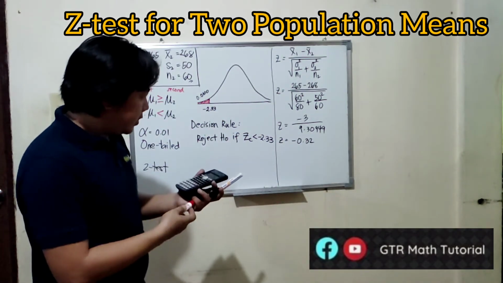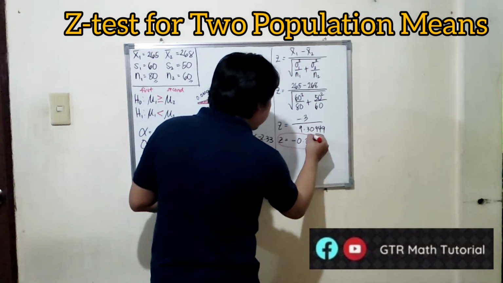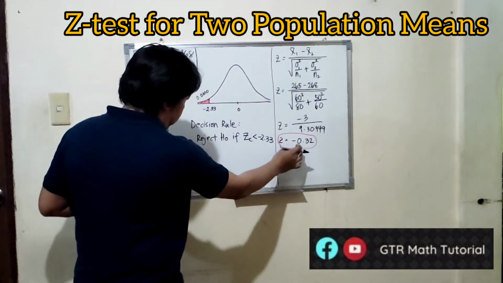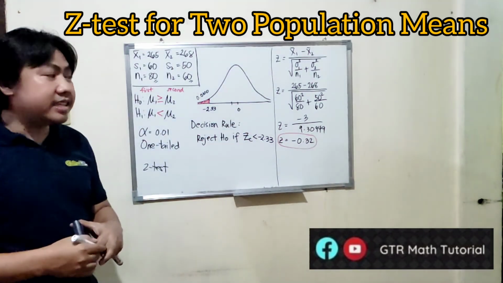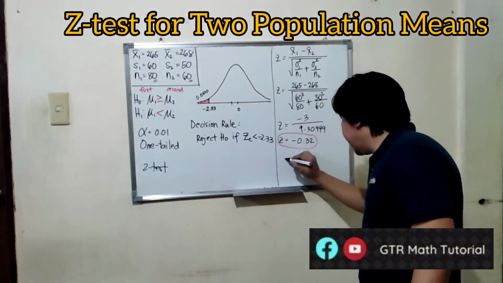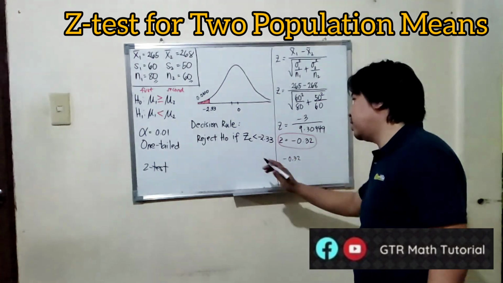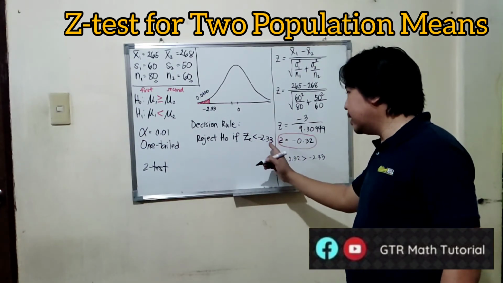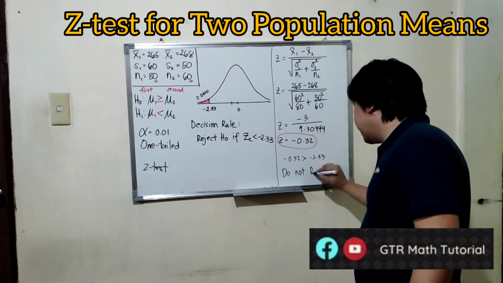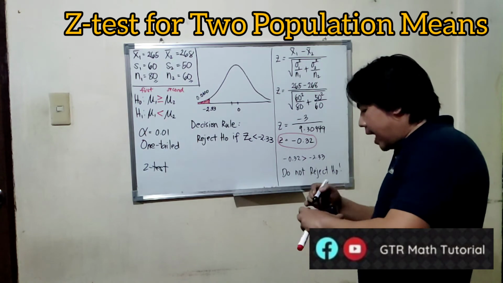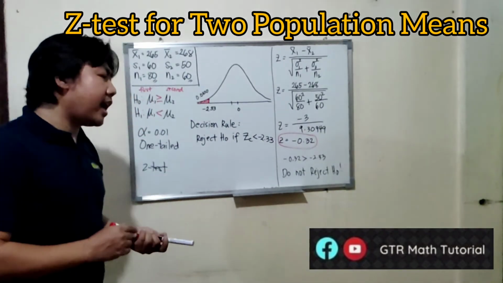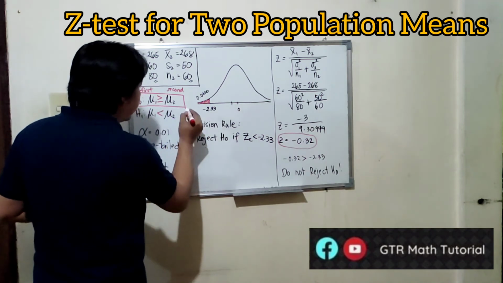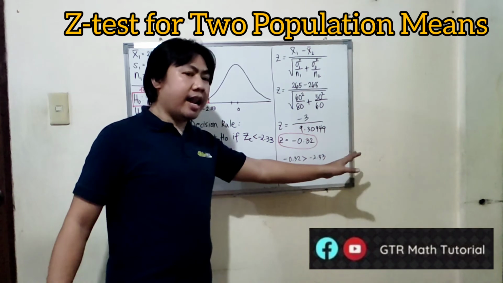So, where is the point negative 0.32? The middle is 0, and negative 0.32 is in the acceptance region. Negative 0.32 is not less than, it is greater than negative 2.33. Therefore, the correct decision is do not reject the null hypothesis. If we do not reject the null hypothesis, we're going to accept it. So the conclusion is, do not reject the null hypothesis.